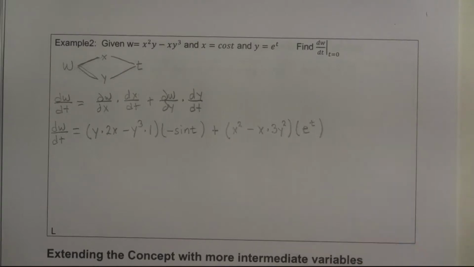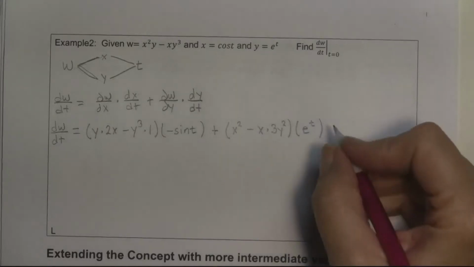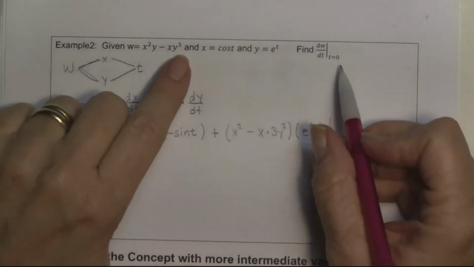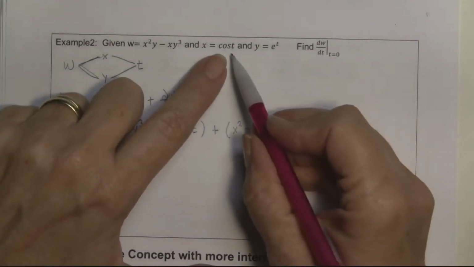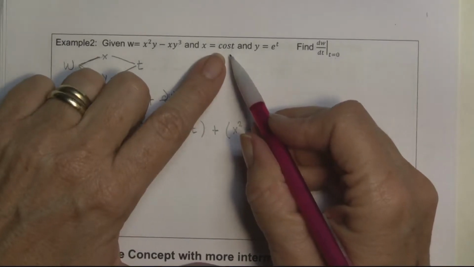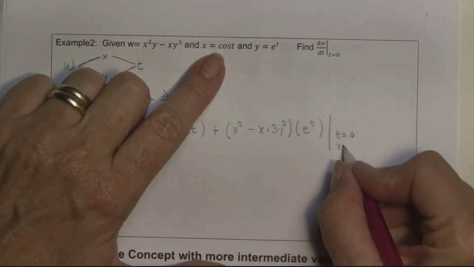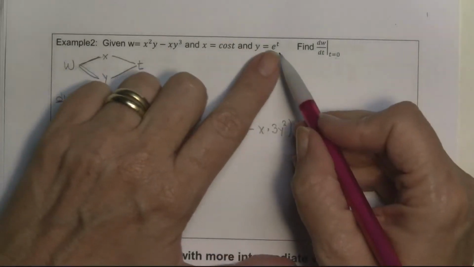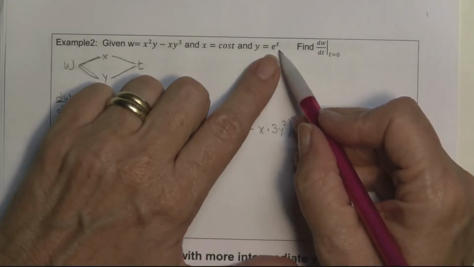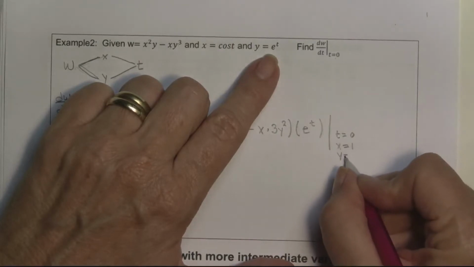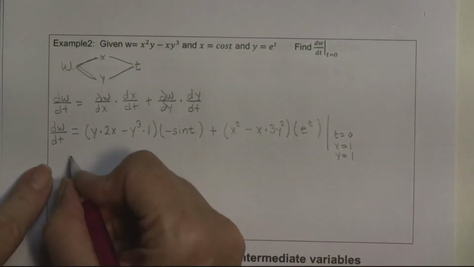And so you might be saying, but they didn't tell us what x was, and they didn't tell us what y was. Well, they didn't, but we can find them, right? Because we know that t is 0. We know that x equals cosine of t, and cosine of 0 is equal to 1. So x is 1. And we know that y is equal to e to the t. And if t is 0, that's e to the 0, which is equal to 1. So y is 1.